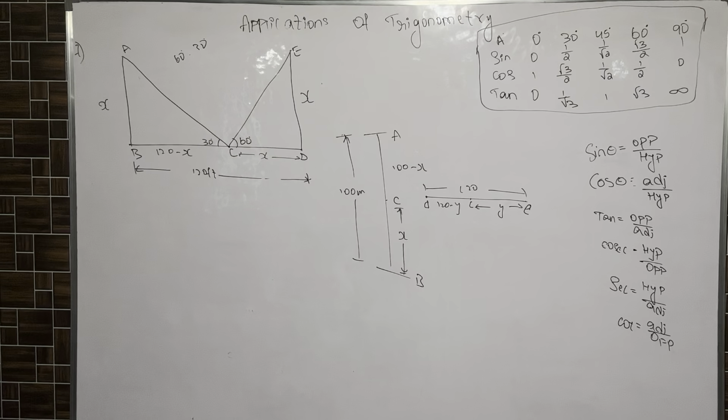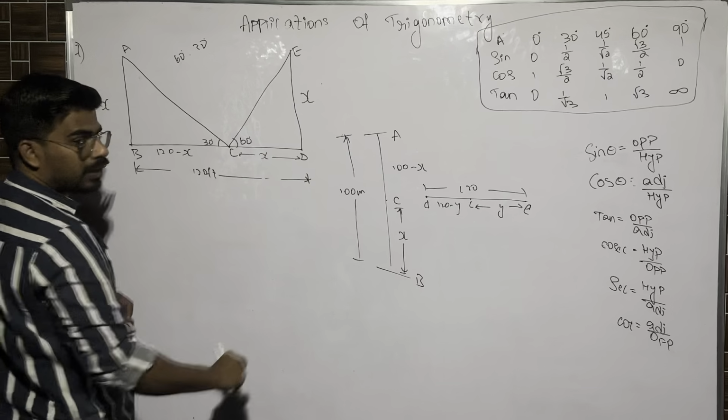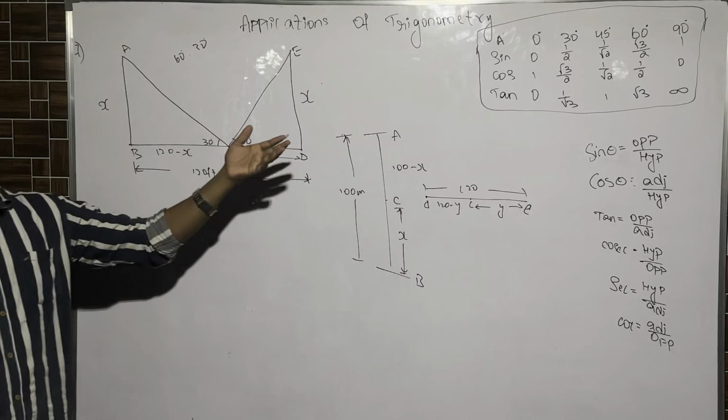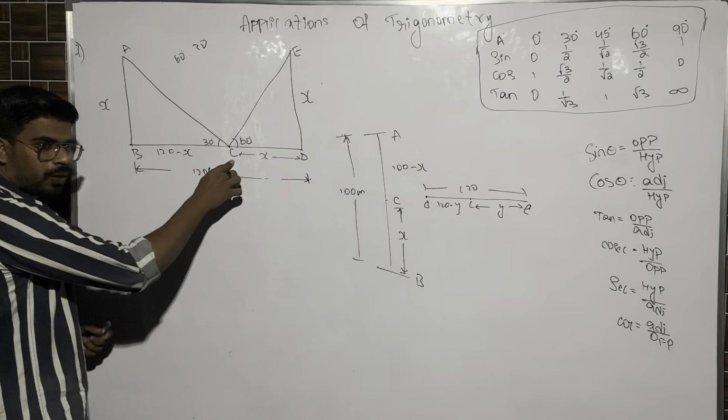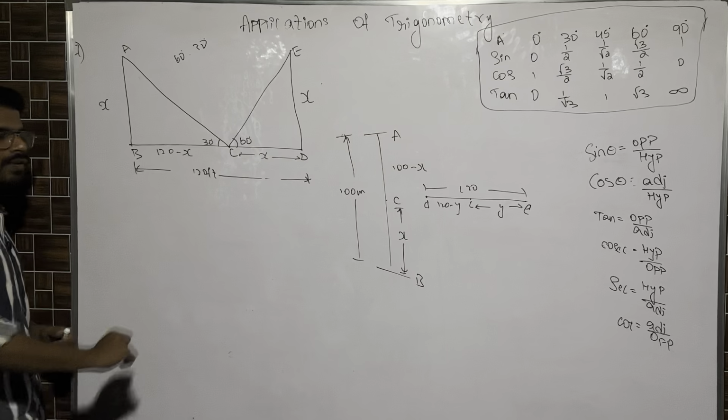In this question, we have to find the height of the towers. If we get the height of one tower, it is equal to the second tower, because both towers are of equal height. And from that point, what is the distance of the first tower? What is the distance of the second tower?